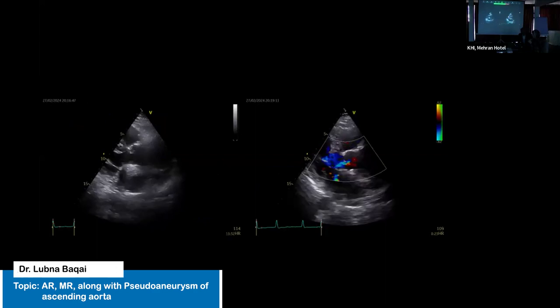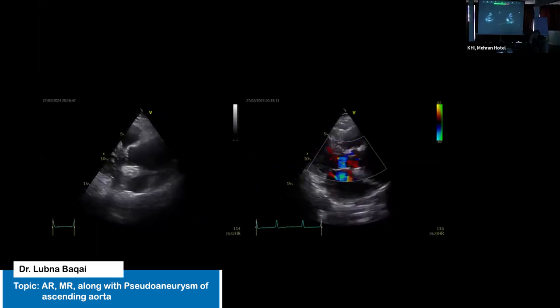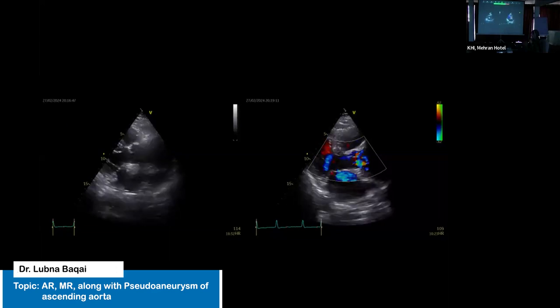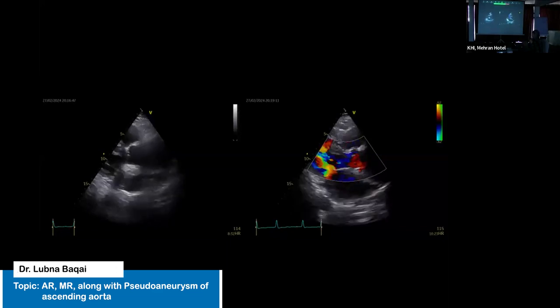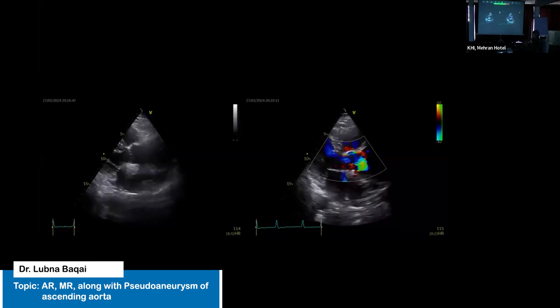This was a technically difficult study because she has a very low body surface area, a female of about 45 kg. It was technically very difficult to get the images, but we tried our best to get them. On this parasternal long axis view, the aortic valve seems to show mild to moderate aortic regurgitation. Just on the basis of this view, the aorta seems to be dilated.